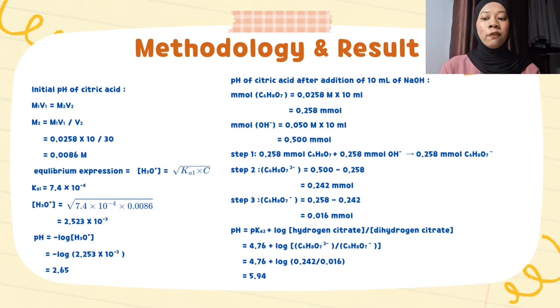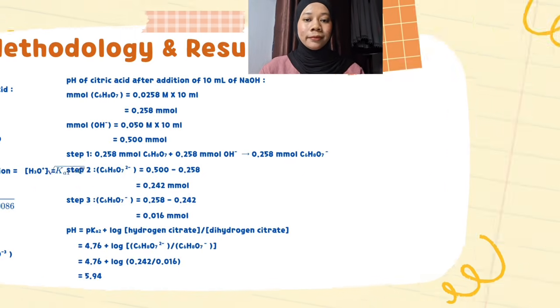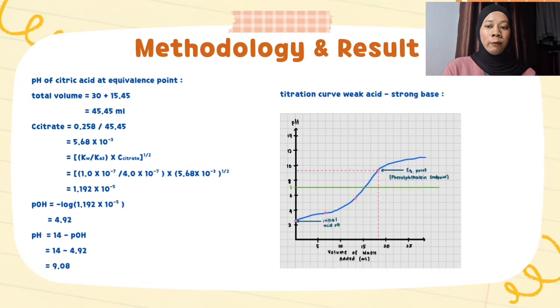Next is the pH of citric acid after addition of 10 ml of sodium hydroxide. After addition of 10 ml of sodium hydroxide, it neutralizes a portion of the acid into its conjugate base, creating a buffer solution, because sodium hydroxide is a strong base. So, the Henderson-Hasselbalch equation was applied to calculate the pH. From the calculation, the pH of citric acid after addition of 10 ml of sodium hydroxide was calculated to be 5.94.